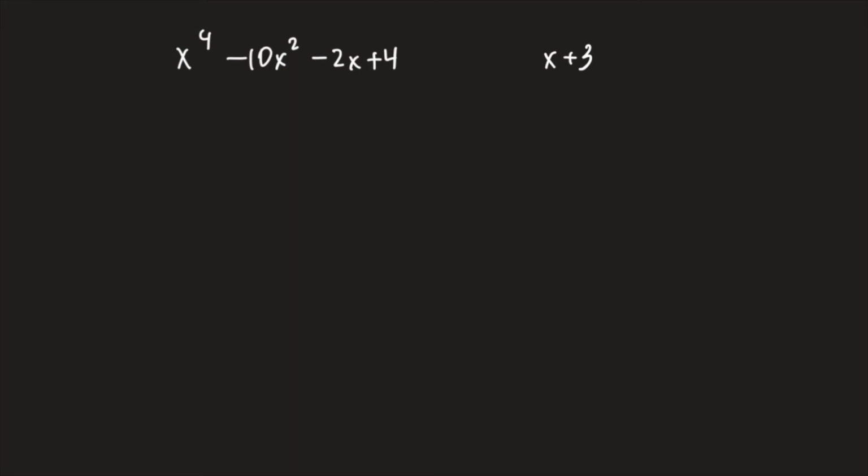One thing to notice is that x cubed is missing. If you're using the synthetic division method, make sure that power is accounted for. So I'm going to list all the coefficients. The coefficient of x to the fourth power is 1. X cubed is not there, therefore I'm going to put a 0. X squared is negative 10. X is negative 2. And then x to the 0 power is just 4. And I'm going to divide this by negative 3 because when I set this equal to 0, x is equal to negative 3.